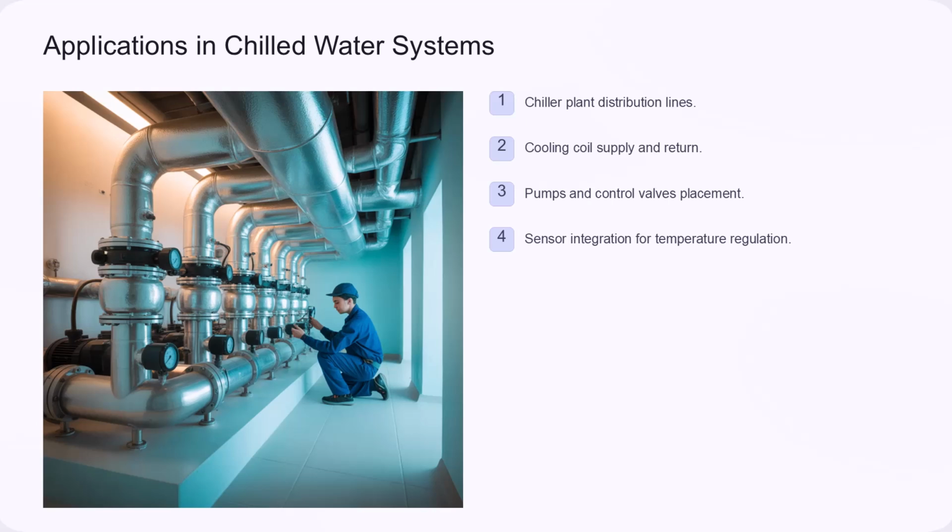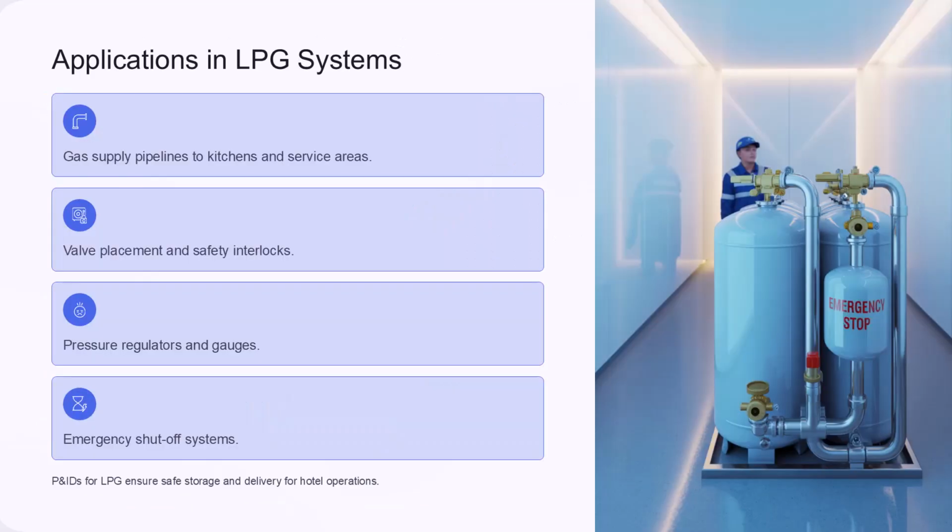Reading chilled water P&IDs allows technicians to quickly locate issues in cooling systems. These diagrams are critical for keeping guests comfortable. They help optimize energy consumption and efficiency in cooling operations.